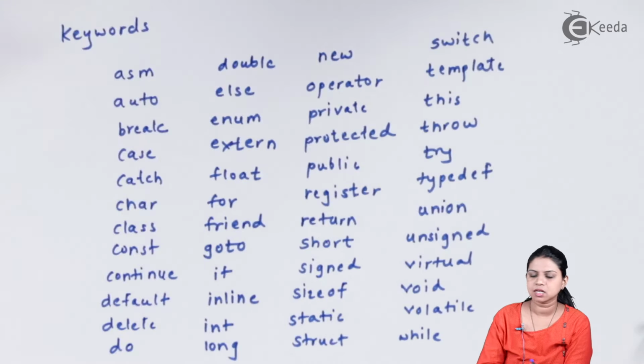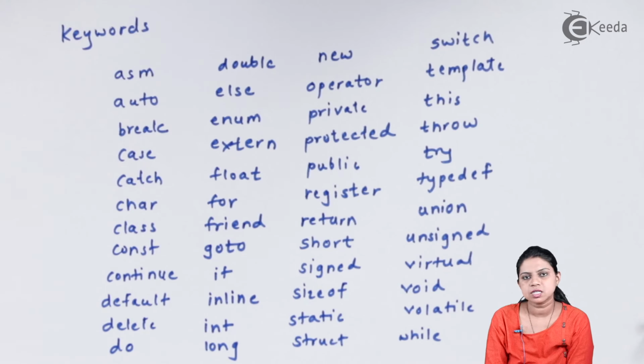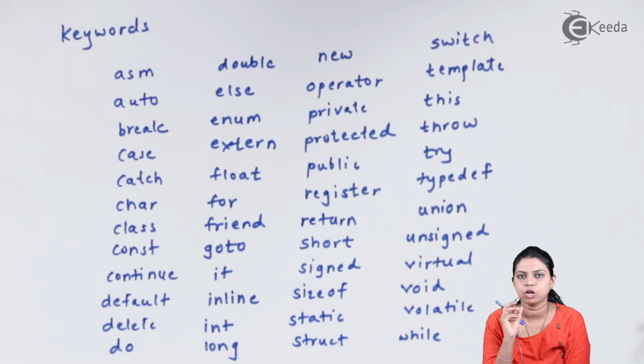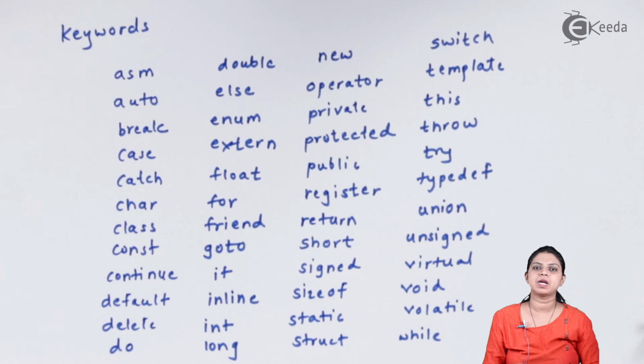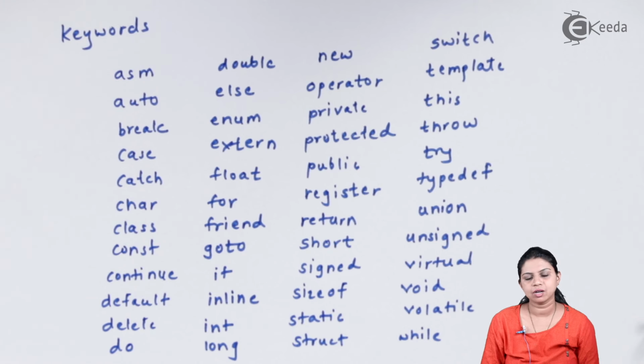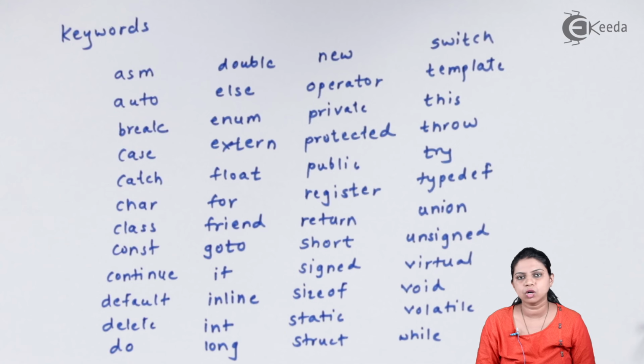Next are called keywords. The keywords are called reserved words. Now what are keywords? Keywords are reserved words whose meaning has already been explained to the compiler. So the compiler knows the meaning of these keywords, so I call them what? Reserved words. Now reserved words means what? Those words are already reserved by the compiler, so I cannot use those words anywhere else in the program in some other way.